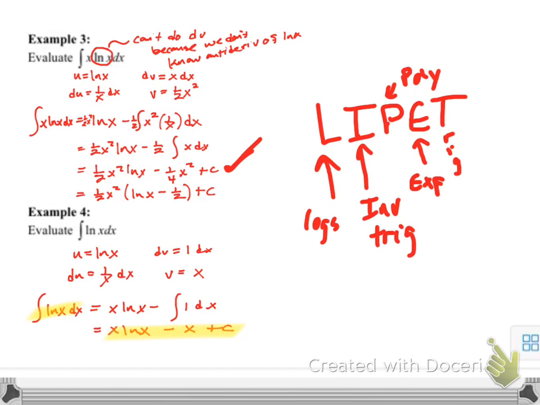So on the left, the first thing you pick to be u is any log function. Next in line, if you don't have logs, you look for inverse trig functions. That's your next candidate for u. We run into that too. And then polynomials are your third, exponentials, then trig functions.